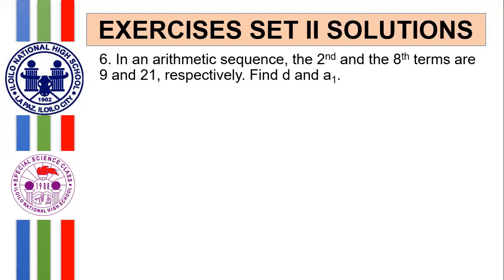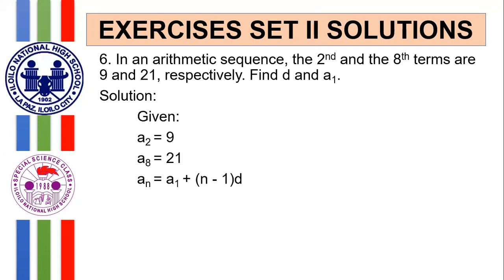Number 6. In an arithmetic sequence, the second and the eighth terms are 9 and 21, respectively. Find the common difference d and a sub 1. For the solution, it is important to note that a sub 2 is 9, a sub 8 is 21, and we will utilize the explicit formula, which is a sub n equals a sub 1 plus n minus 1 times d.